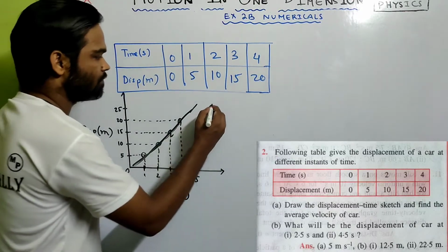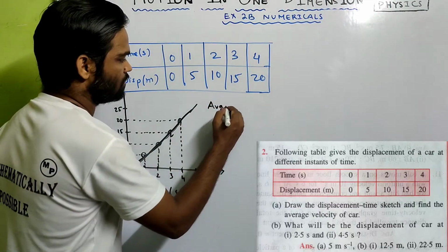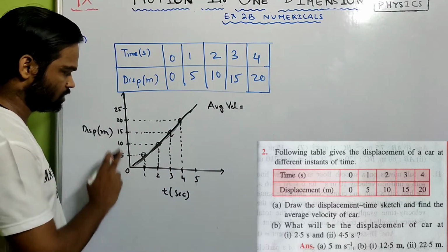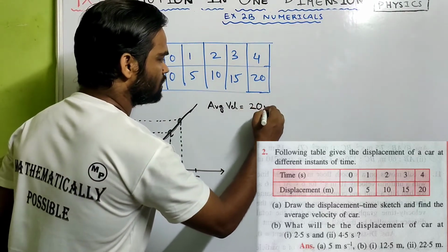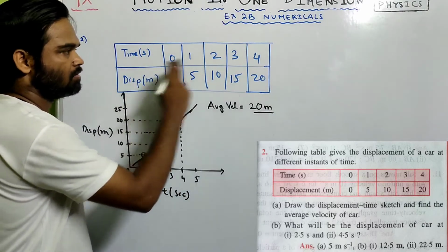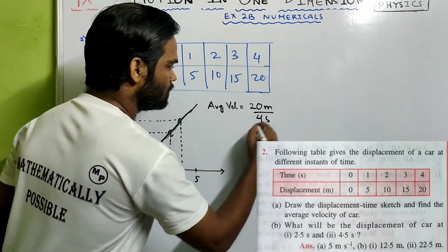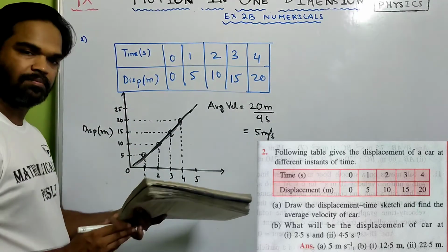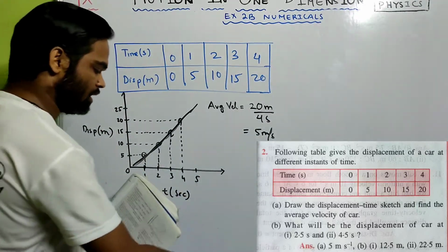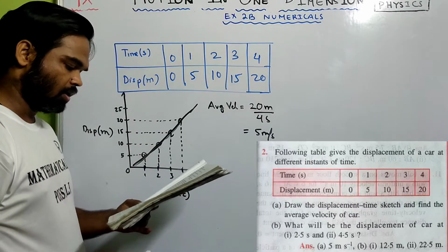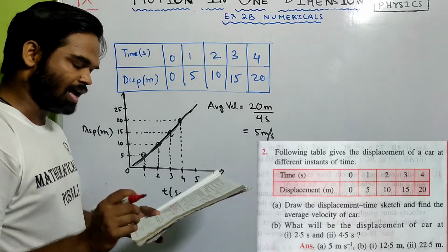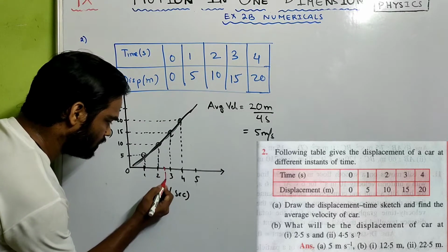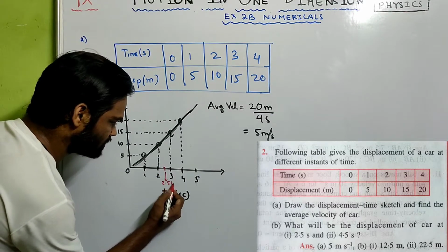Average velocity, see. Total displacement of the car is from 0 to 20. That's 20 meters. And total time taken is 4 seconds. So that's 5 meters per second. That's the average velocity. Now, in part B, what they have told us: what will be the displacement of the car at 2.5 seconds? So, at 2.5 seconds, somewhat over here.